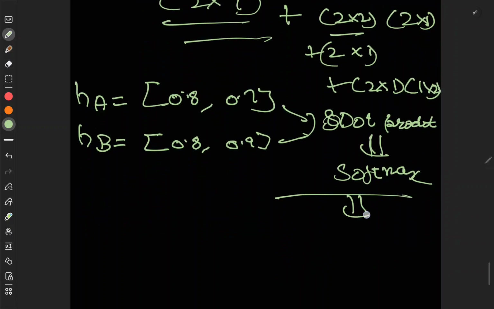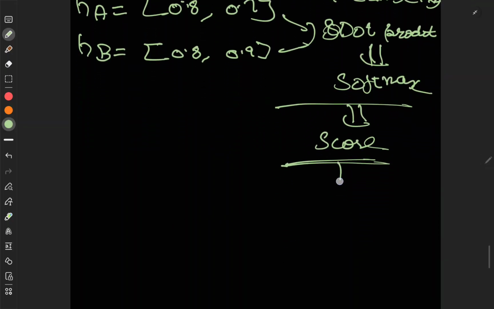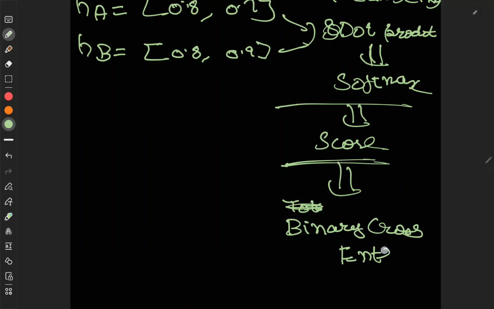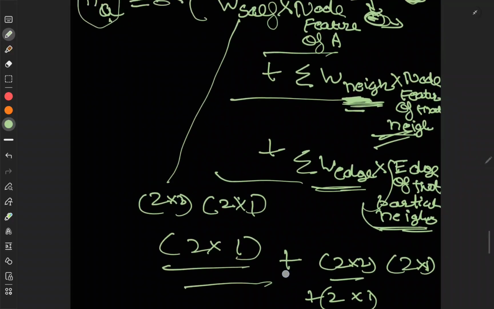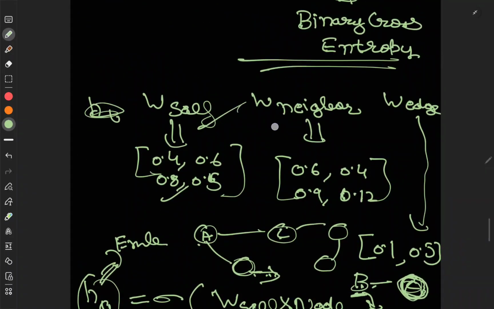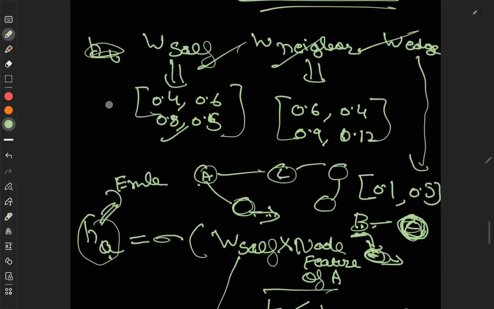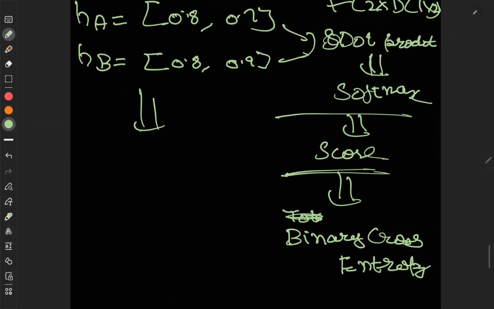So you get a score whether they will connect or not. And to take care of this score, for the loss function, you can apply binary cross entropy to update the gradients of these weight matrices. What are these weight matrices? W self, W neighbor, W edge, right? So this particular thing is called a graph neural network.